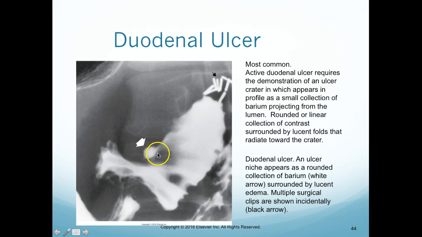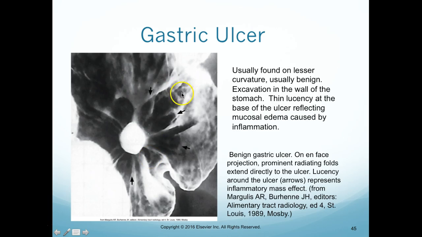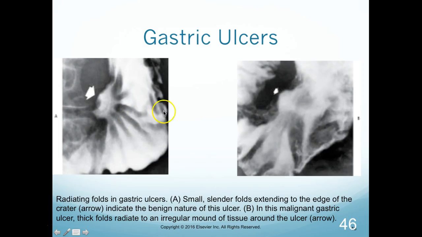And here you can't see the folds real well. There's a lot of swelling, but here's the circle. And then you can see the gastric folds. And this one, see how flat these are? Slender folds extending to the edge of the crater indicates the benign nature of this ulcer.